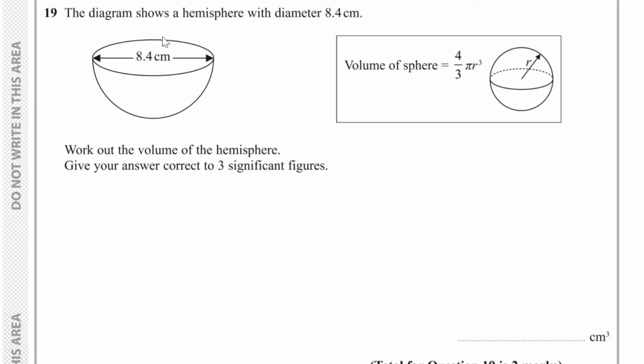Question number 19. The diagram here shows a hemisphere with diameter 8.4 centimeters, and straight away when you see the word diameter you can find out the radius by dividing the diameter by 2. 8.4 divided by 2, it turns out that is 4.2 centimeters. So the radius is 4.2 centimeters of this hemisphere. We have to work out the volume of the hemisphere.